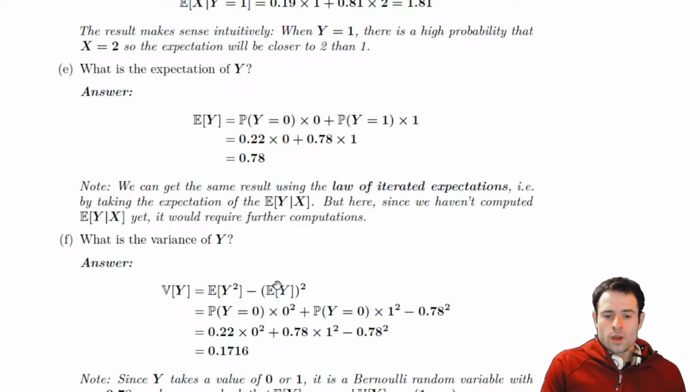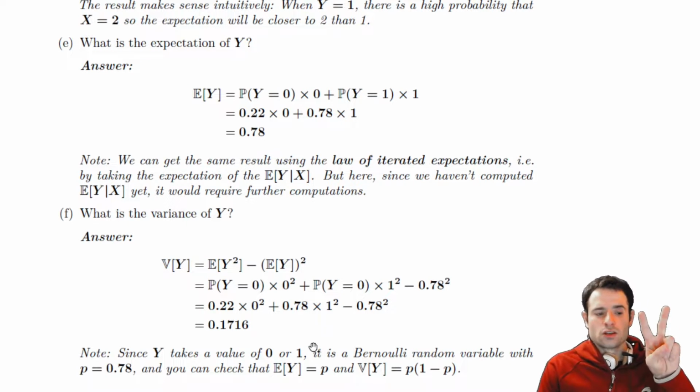Finally, we computed the expectation of y in the previous question. We found 0.78, and we just have to square it up. Finish the computations and you get 0.1716.